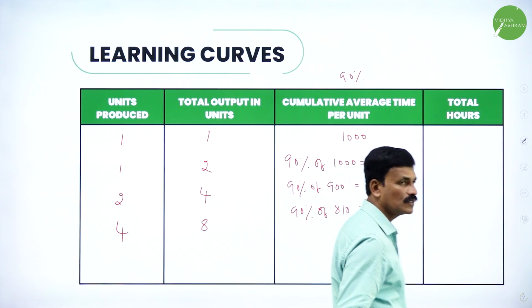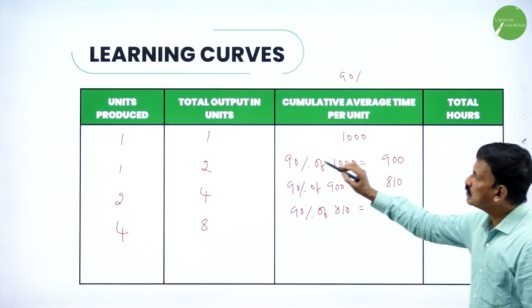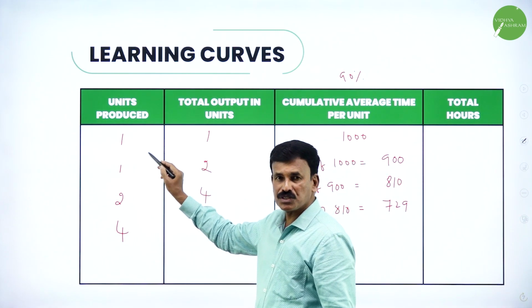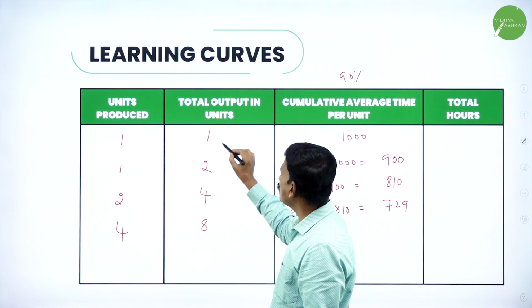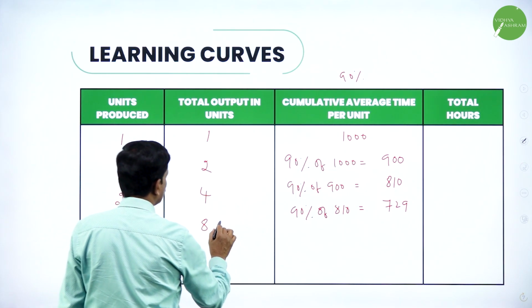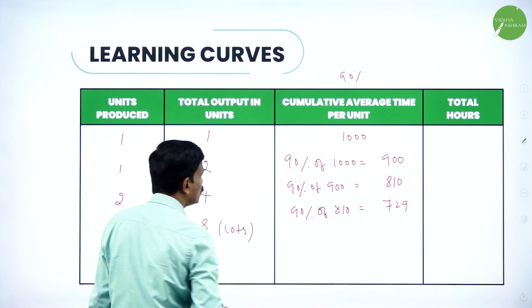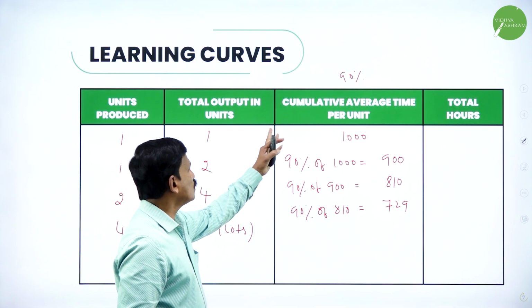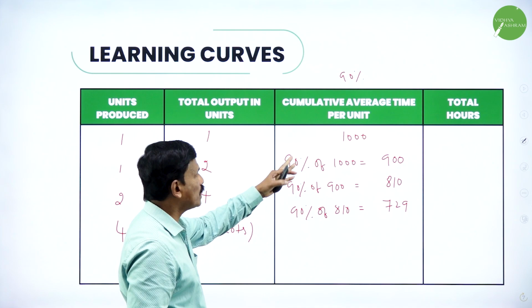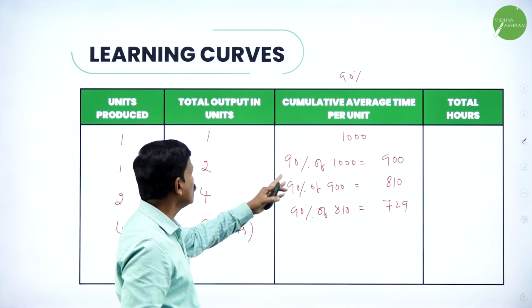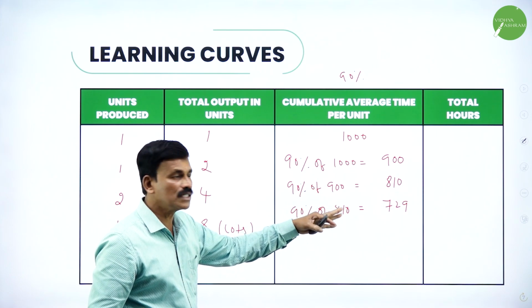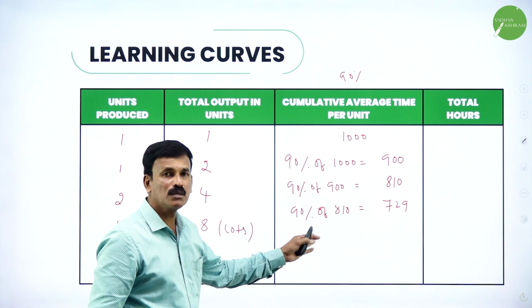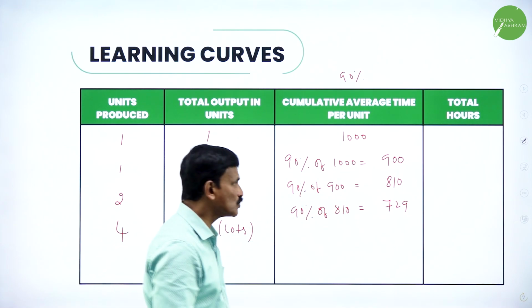That's it. Right. Listen. So, the units produced are as usual 1, 1, 2 and 4. The total outputs in units is 1, 2, 4 and 8 lots. Now, therefore, the cumulative average per unit is, first it is 1000. Now, 90% of 1000 is 900. Again, 90% of 900 is 810. Again, 90% of 810 is 729.